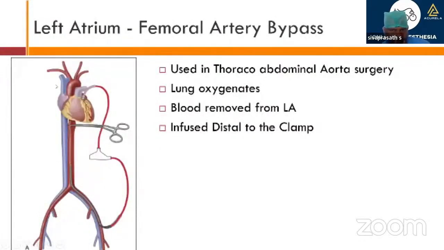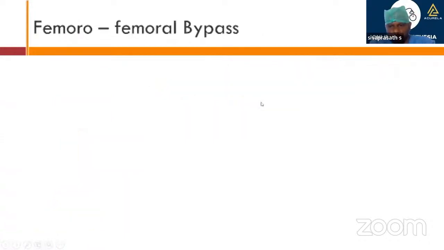And unconventional types of bypass. The first is a left atrium femoral artery bypass. You can draw blood from the left atrium. Here, this is the left atrium. Draw blood from it after oxygenation from the lungs, and through a small circulation, you can give it into the femoral artery. So this method can be used in thoracoabdominal aortic repair.